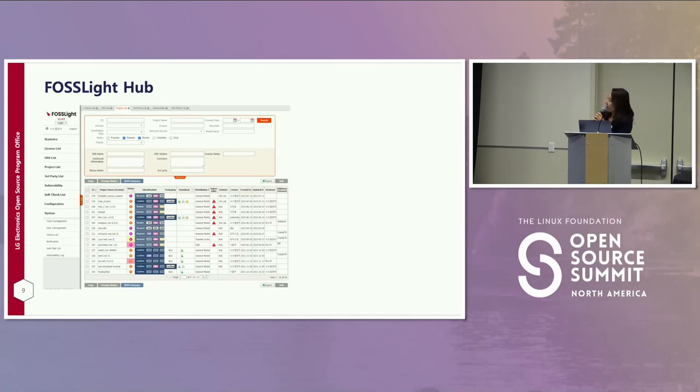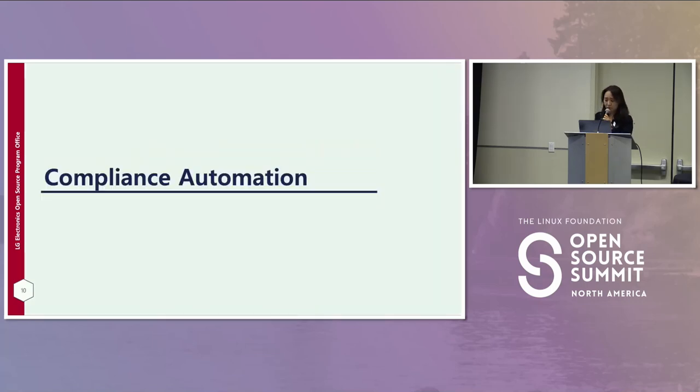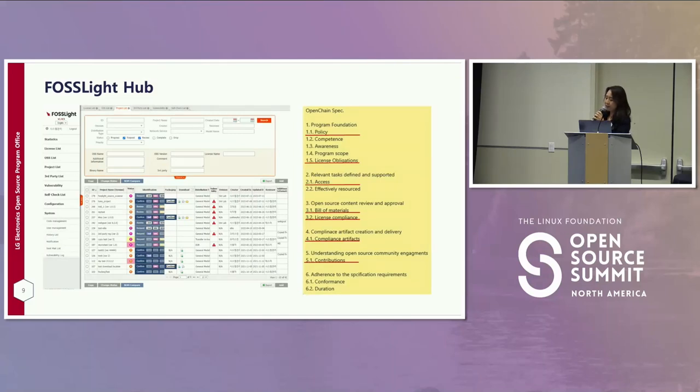FOSSLight Hub is a kind of web service to provide open source compliance. We believe that FOSSLight Hub is an essential tool for the OpenChain compliance program. We got the OpenChain compliance thanks to FOSSLight Hub, and we can achieve the OpenChain spec. So I think it is very good for your OpenChain compliance.